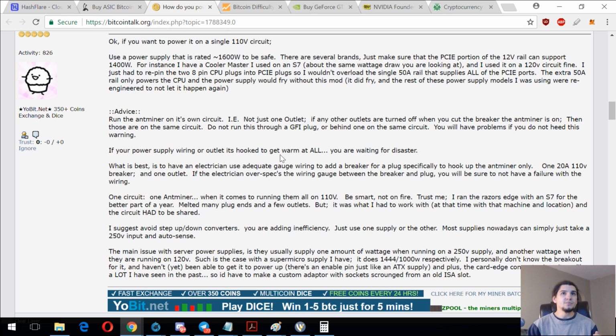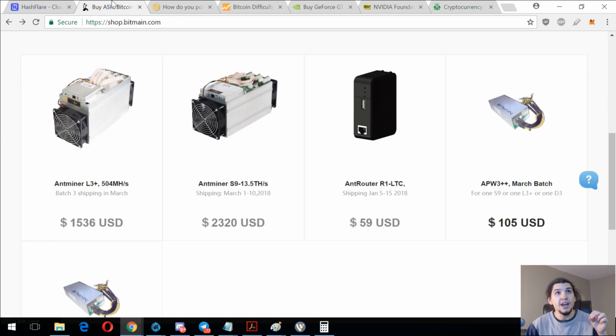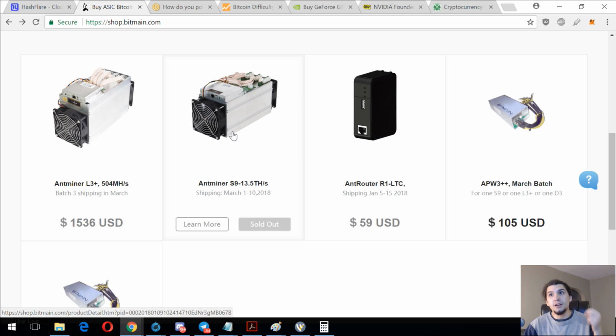Actually, I read the Bitcoin Talk forum, and I did confirm with the Antminer S9 that you cannot run it on 110 volt power unless you use 2 power supplies, or a very large 110 volt power supply. There are a couple of them, but you need to specifically wire a 20 amp circuit at 110 volt, whereas most standard outlets are only 15 amp circuits.